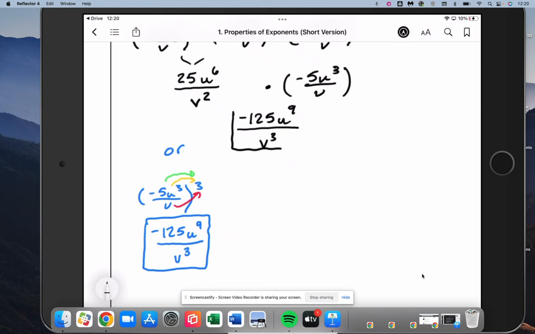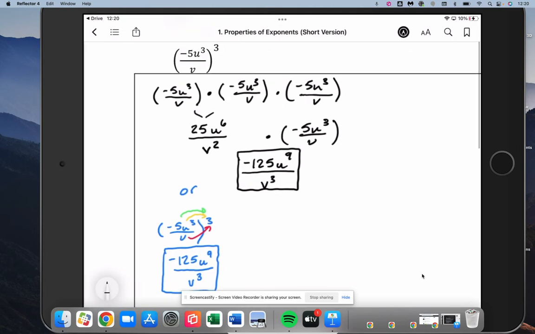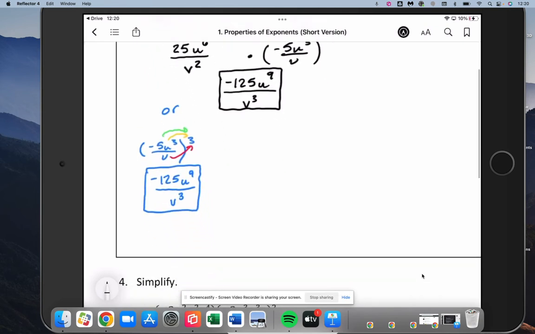And here is the method that kind of shows all the steps and all the thinking that gets us to that place. Okay, I will pause so you can take a look if you need to, and then I'm going to move on to number 4.